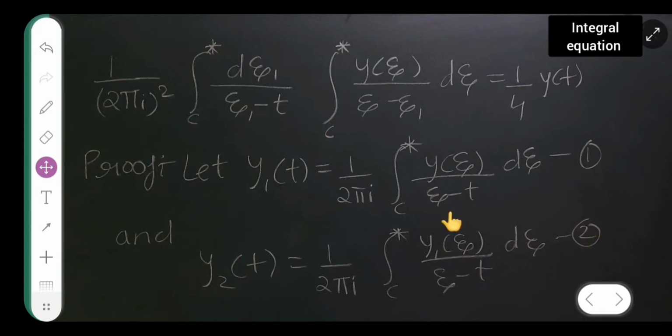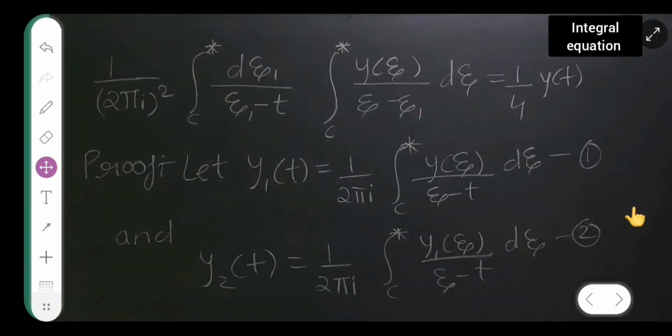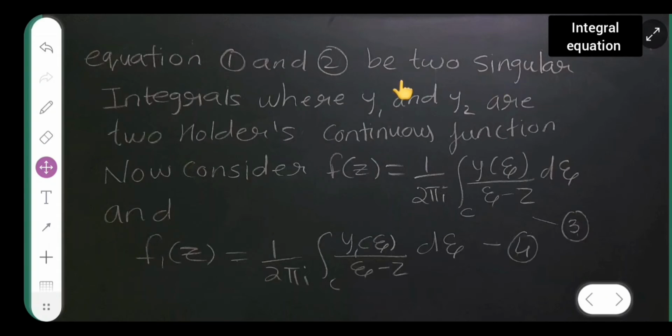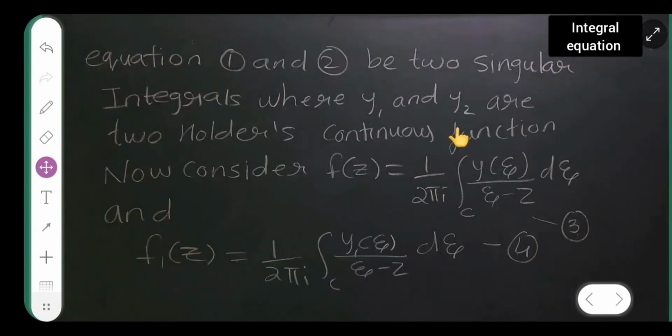So what is the difference here? Just y of xi is there in one, and here it is y1 of xi, okay? That's the only difference. Okay, now I'll turn the page. Now equations 1 and 2 are two singular integrals where y1 and y2 are two Holder's continuous functions. So y1 and y2 are my two Holder's continuous functions, okay?